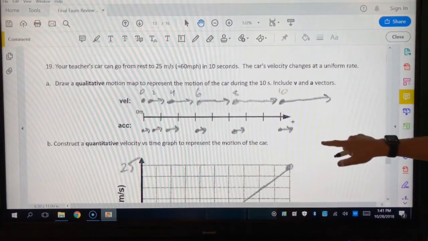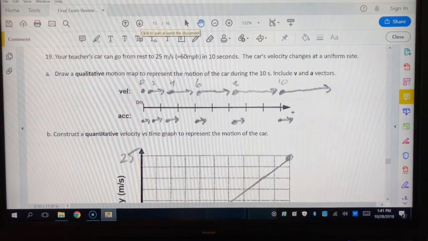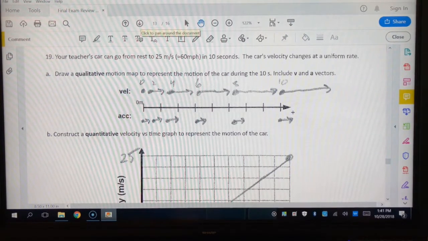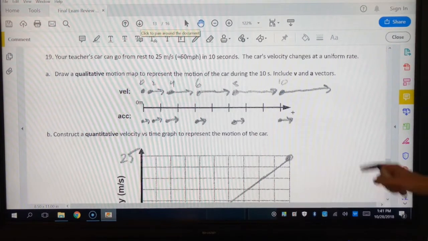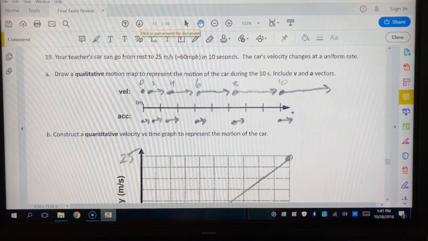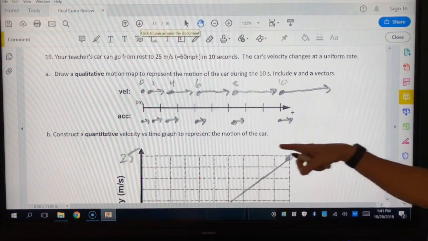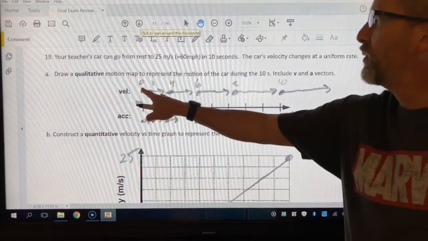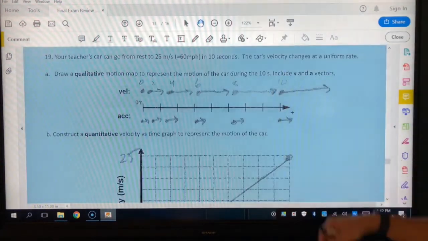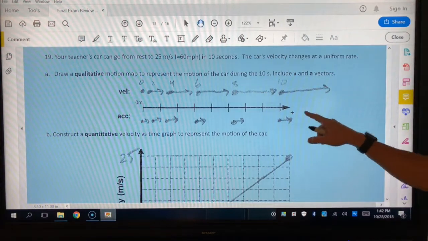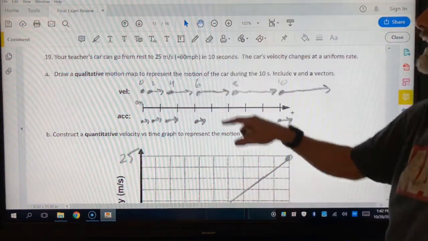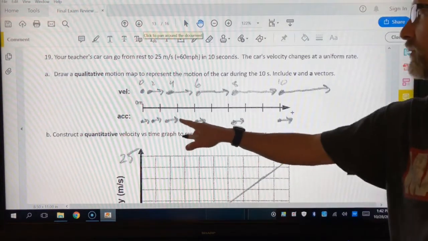For 19, your teacher's car can go from 0 to 25 in 10 seconds. The car changes at a uniform rate, which means our acceleration is constant. They want us to draw a qualitative motion map. So here we've done that. We show that we went from 0, here's 2, 4, 6, 8, 10 seconds. And so we drew our motion map for that. And then we also have our acceleration down on the bottom.